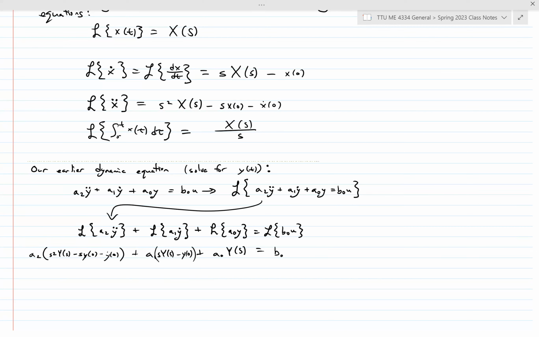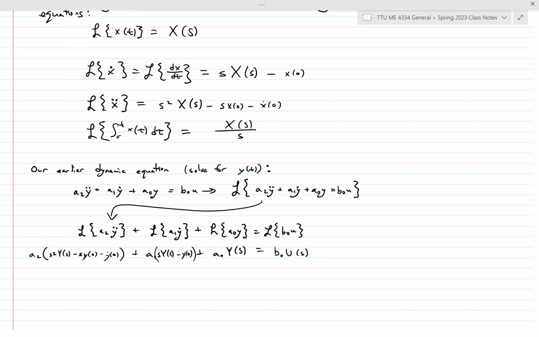Did I give what U of S is at this point? No, I haven't. Right. So it's just a generic U of S for the time being. Good. All right. We're trying to solve for Y as a function of time. What's our next step here?